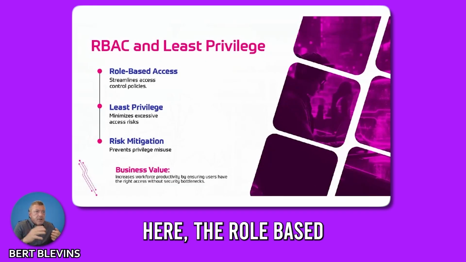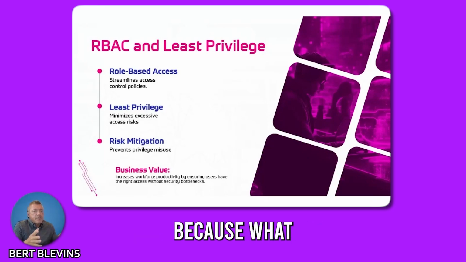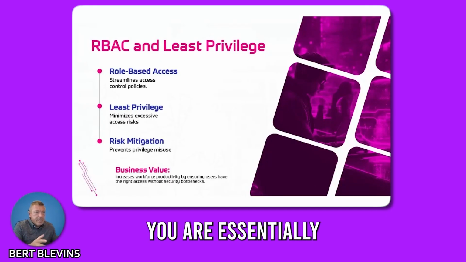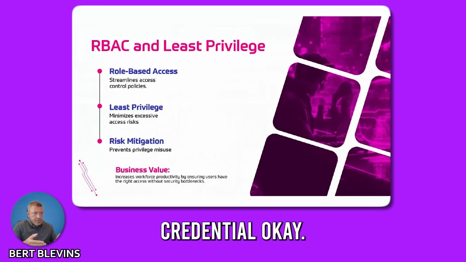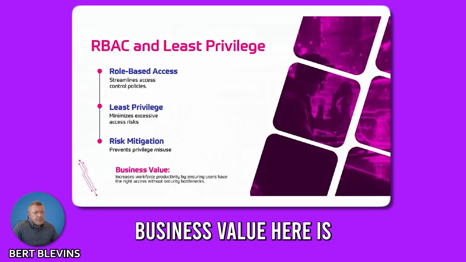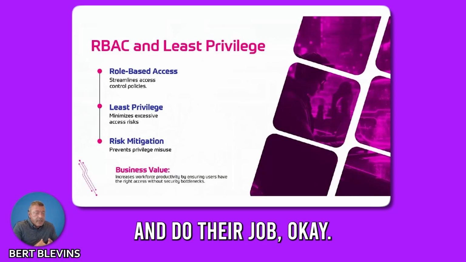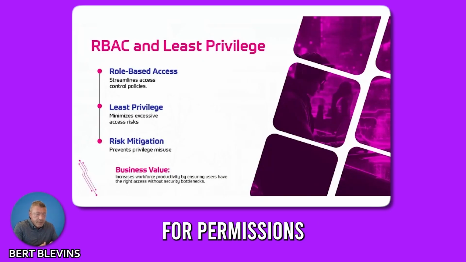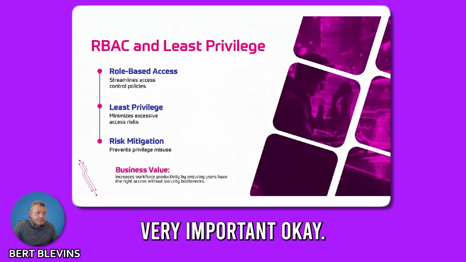Okay, so all these elements here, the role-based access, the least privilege, and then above all, the risk mitigation that happens, because by doing role-based access you're not over-allocating permissions, so you're taking away risk that could happen with misuse of that particular credential. And then the overall business value here is the user has two things. One is the ability to do what they need to do and do their job, because they're not having to ask for permissions. The second element is not over-allocating, over-privileging accounts. And so you're reducing frustration, and at the same time, you're reducing risk. Very important. Okay. Carrying on.